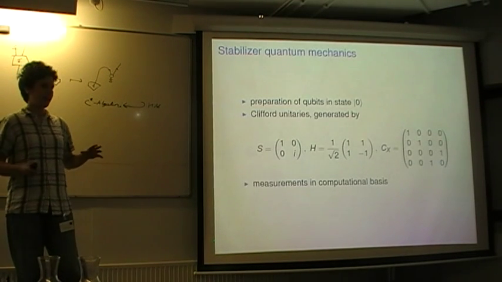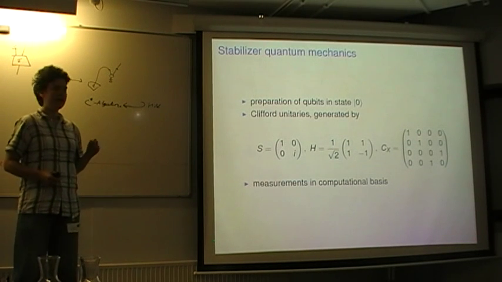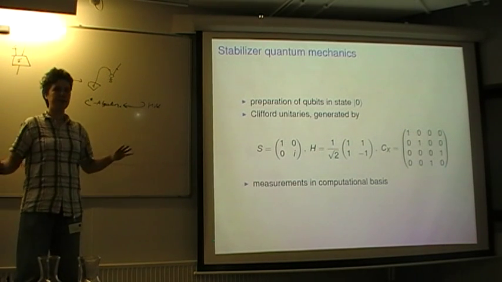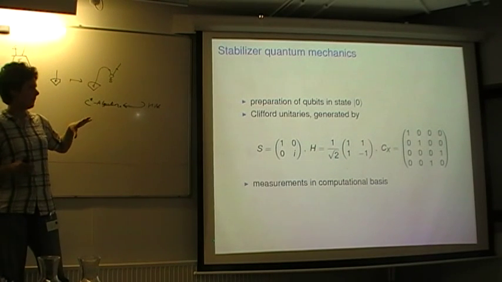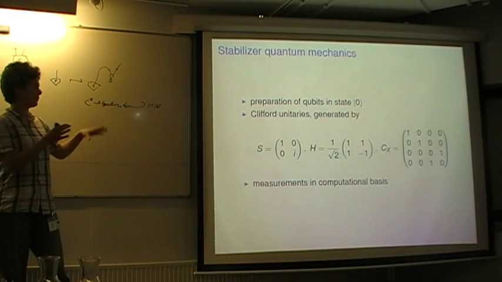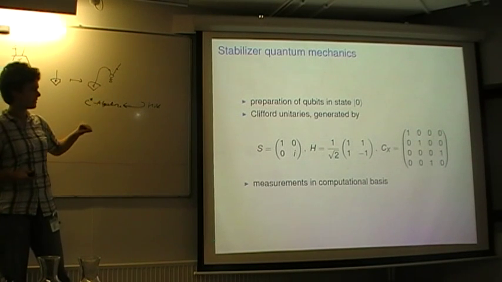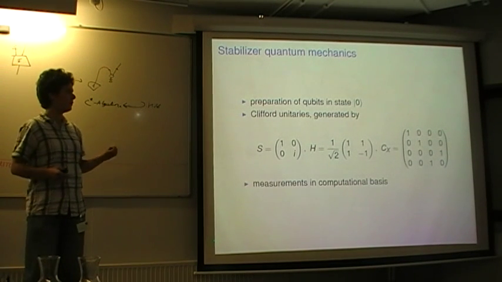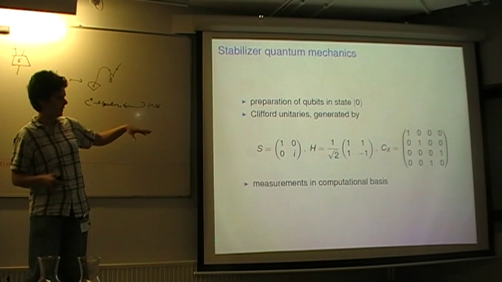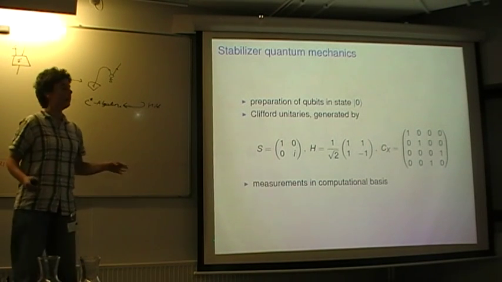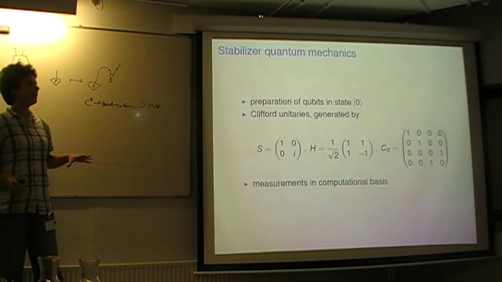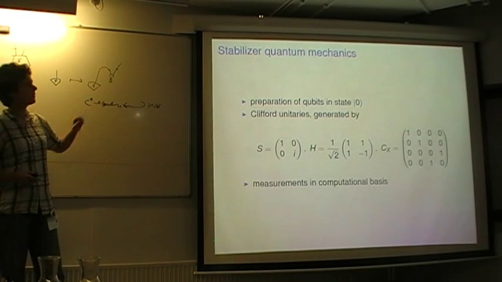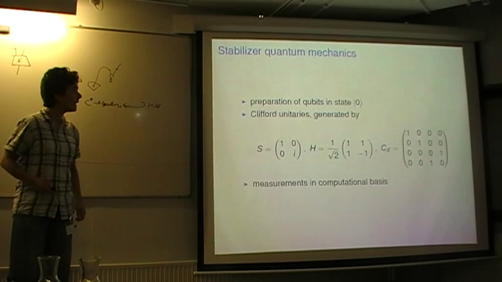So first, a very quick recap of stabilizer quantum mechanics. So rather than considering all unitary operations and pure states, we're just looking at state operations and this group of Clifford unitaries, which are generated by the S gate, the Hadamard, and the controlled-NOT. And then again, we do measurements in the computational basis. And everything I'm going to say is only about the ZX calculus for this fragment of quantum theory.